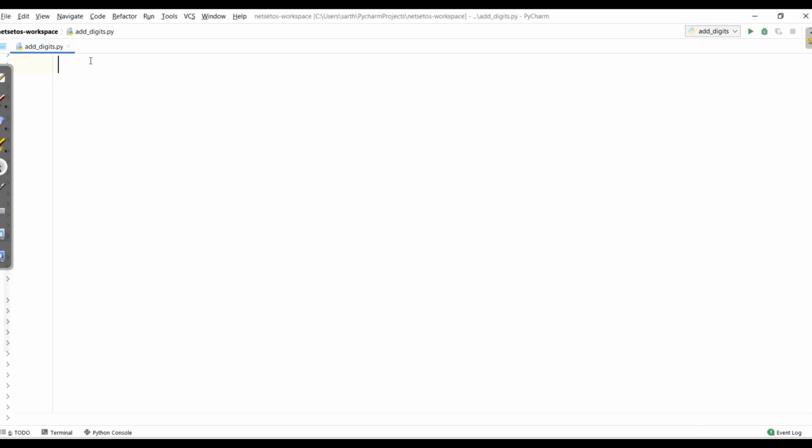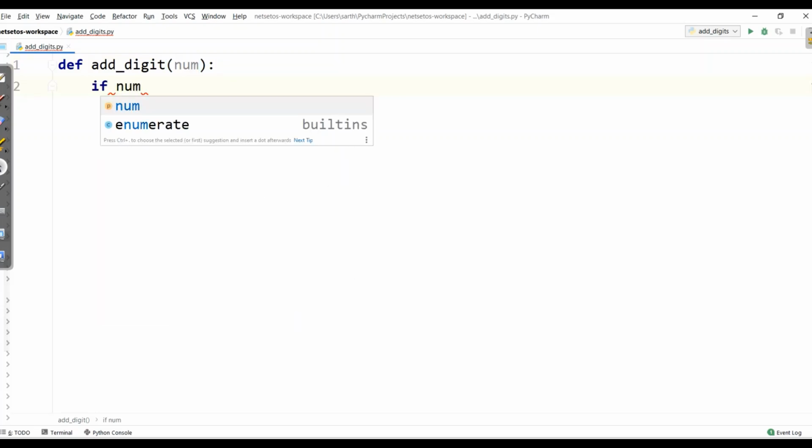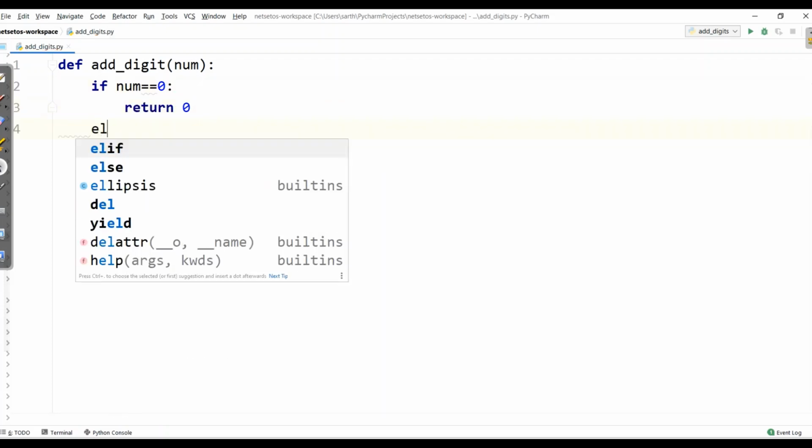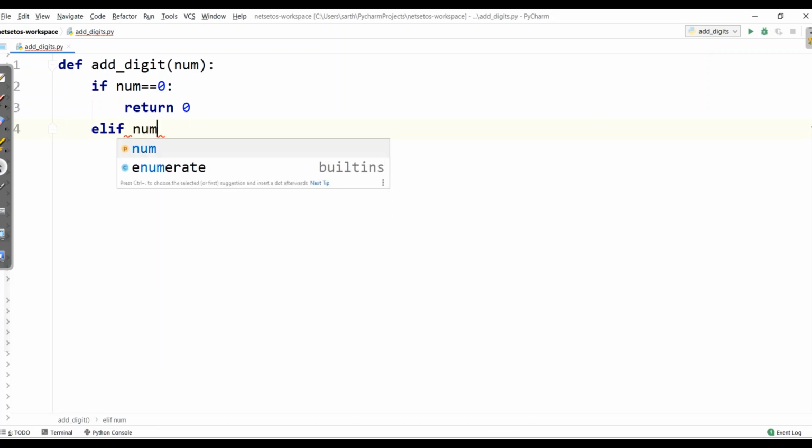So we are on PyCharm. I'll start writing the program with the function def digit, where I have num. First I need to write the base condition. If num is equal to 0, it should return 0. Elif num modulo 9 is equal to 0, that means it is a multiple of 9, it should return 9 instead of returning 0. Otherwise, it will return the remainder after dividing by 9.